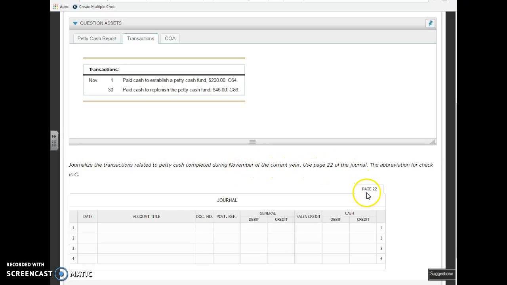Use page 22 of the journal. The abbreviation for check is C. On November 1st, it says that we paid cash to establish a petty cash fund, $200, check 64. Now that's something to really pay attention to when it comes to journalizing.